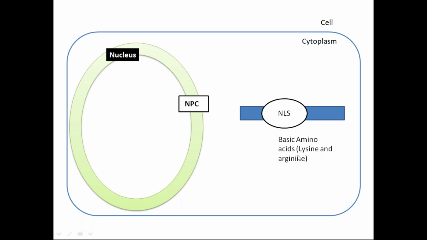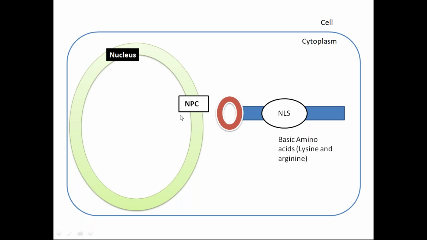It is a stretch of sequence of amino acids which is made up of basic amino acids. Very, very important. Lysine and arginine are the amino acids which will make this nuclear localization signal. And the name nuclear localization signal itself tells you that it is targeting this protein to the nucleus. Okay, to the nucleus.